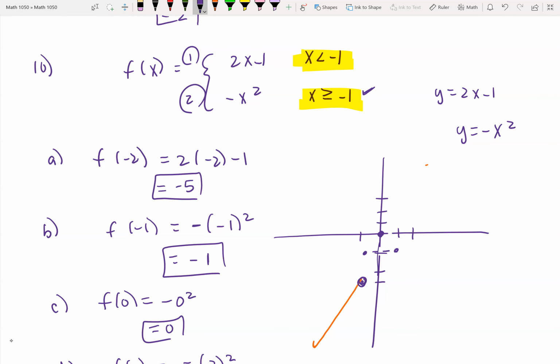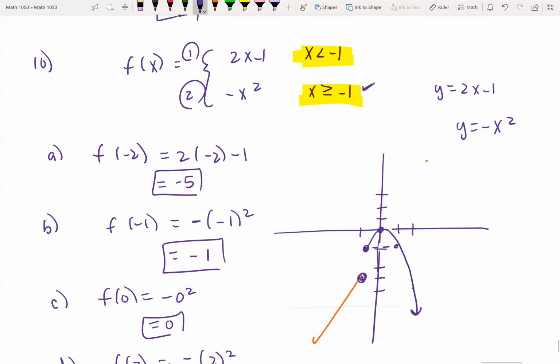Down 1, down 2. Yeah, my units are just kind of not very accurate, my markings, but you get the idea. So it looks like this. A parabola that opens down. I have an equal sign, so it's closed. Okay, that's it.